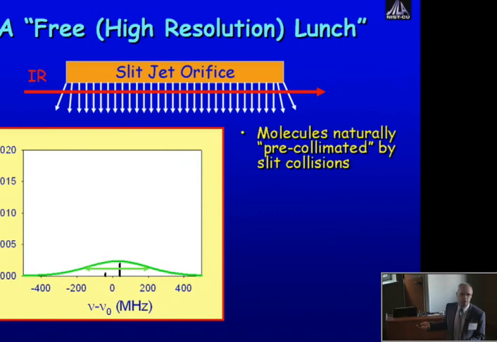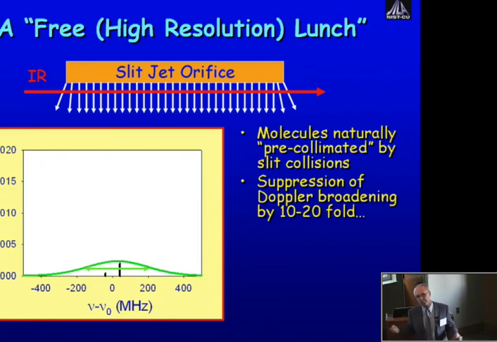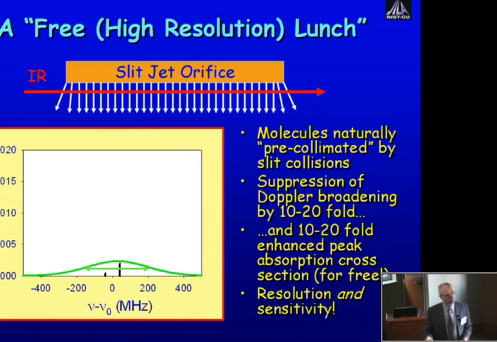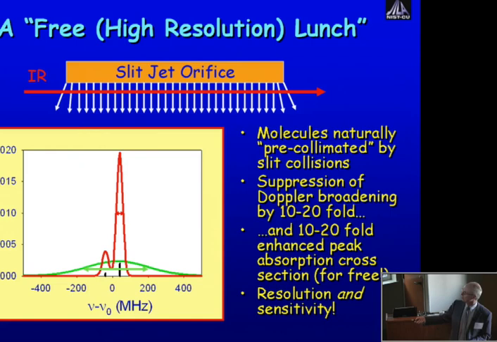So what you end up having is this pre-collimation by collisions in the slit. It suppresses the Doppler widths by about 10 to 20 fold. And the nice thing about that is that rather than throwing away those molecules, they all are there to absorb the laser light. So you get a comparable 10 to 20 fold enhancement of the absorption cross-section for free. So you actually get resolution and sensitivity in the same way. This is just a schematic, but rather than having a blurred out absorption profile, you end up having sub-Doppler profiles with the same integrated absorbance.